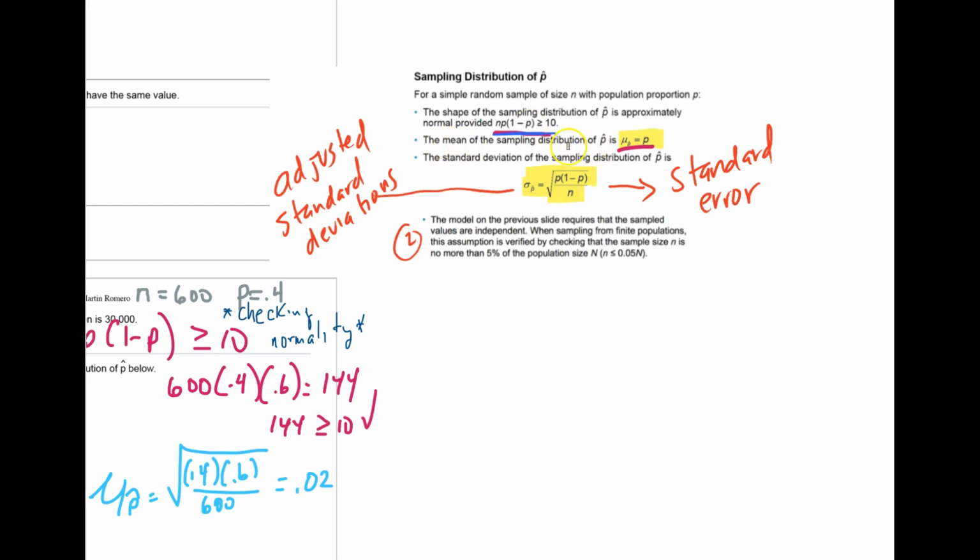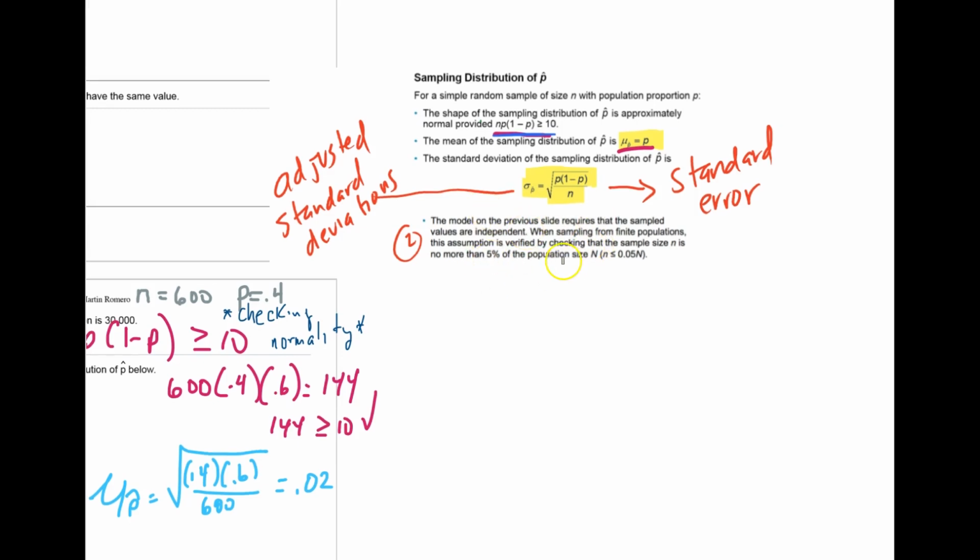The mean of the distribution of the p hat proportions is equal to p, similar to how the distribution of the means is equal to the population mean. Here, the mean of the distribution of the proportions is equal to the population proportion. And then the standard deviation of those sampling distributions of the proportions is called the standard error, or adjusted standard deviation, and has a formula here: the square root of p times 1 minus p divided by n.